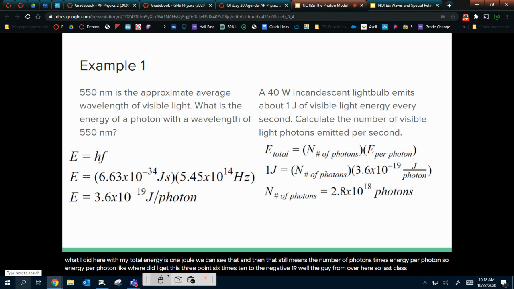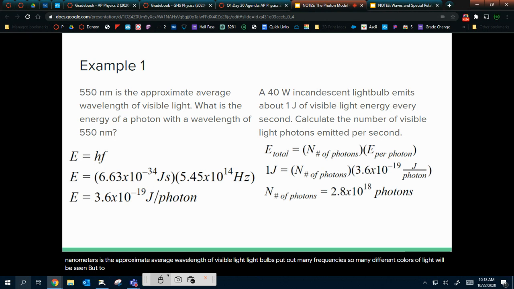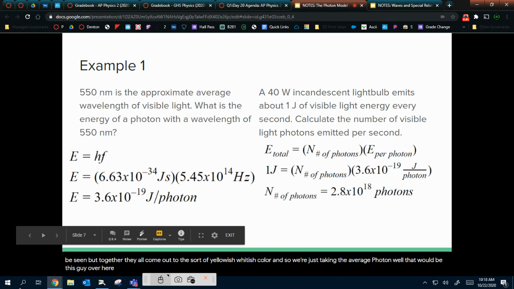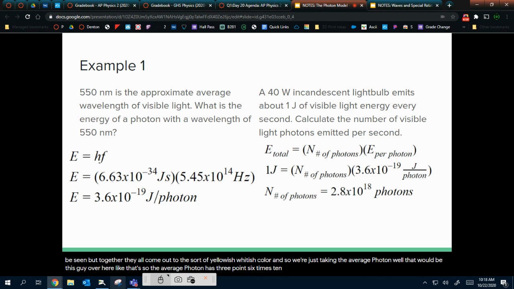So last class, I said that 550 nanometers is the approximate average wavelength of visible light. Light bulbs put out many frequencies, so many different colors of light will be seen. But together, they all come out to this sort of yellowish, whitish color. And so we're just taking the average photon, well, that would be this guy over here. Does that make sense? So the average photon has 3.6 times 10 to the negative 19 joules per photon. So we know that. This isn't something you got to memorize. This is just an example.